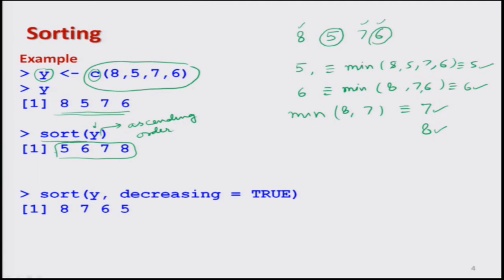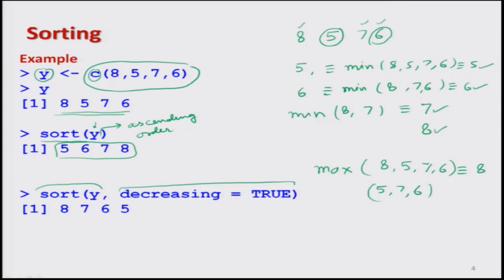Suppose I want this sorting in decreasing order. What do I have to do? I use the same command, sort of y, but I write decreasing equal to TRUE, with decreasing in small letters and TRUE in capital letters. What will happen here is that it takes the values 8, 5, 7 and 6, and first finds the maximum, which is 8. Then out of the remaining values 5, 7 and 6, it finds the maximum, which is 7. Then from the remaining 5 and 6, the maximum is 6, and the remaining value is 5. So the sequence in decreasing order becomes 8, 7, 6 and 5.